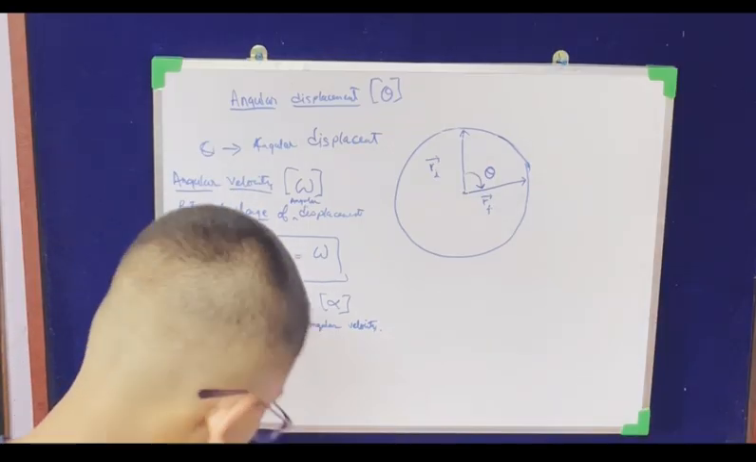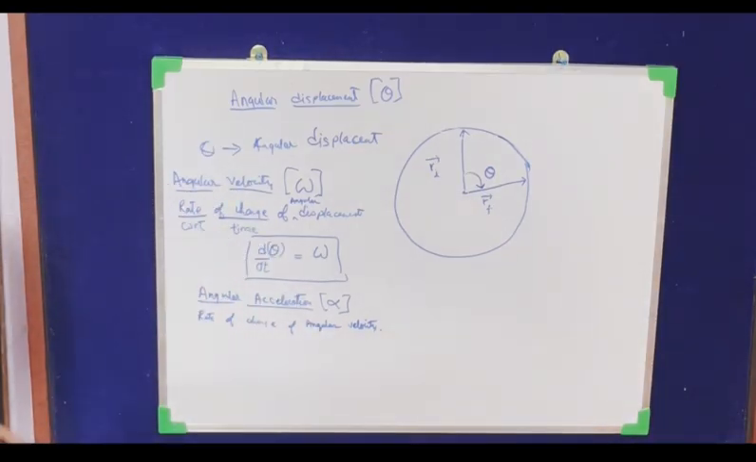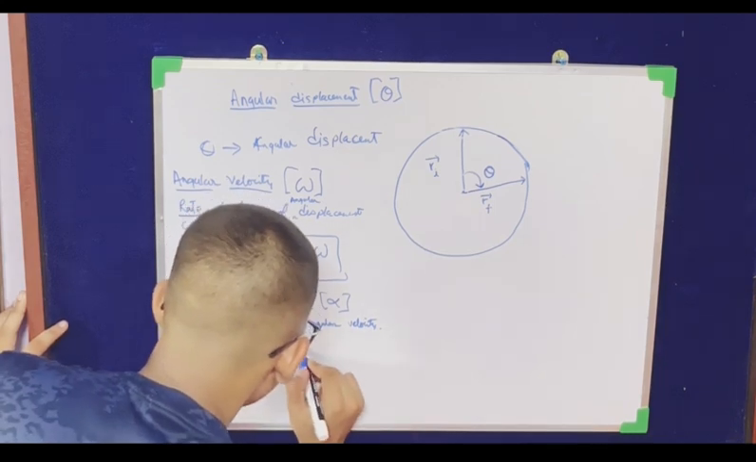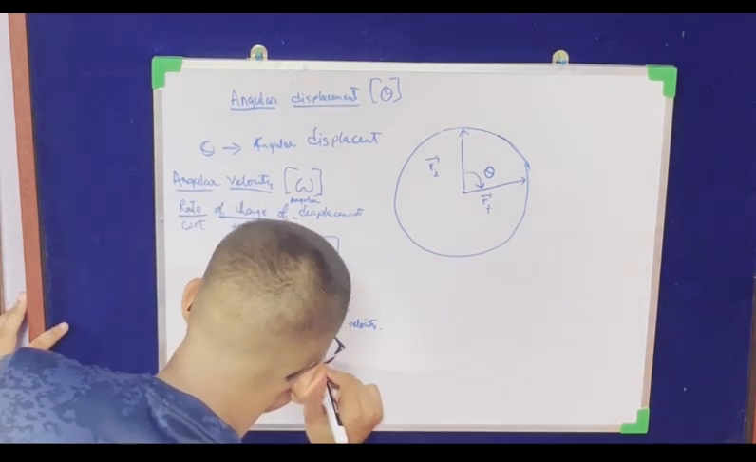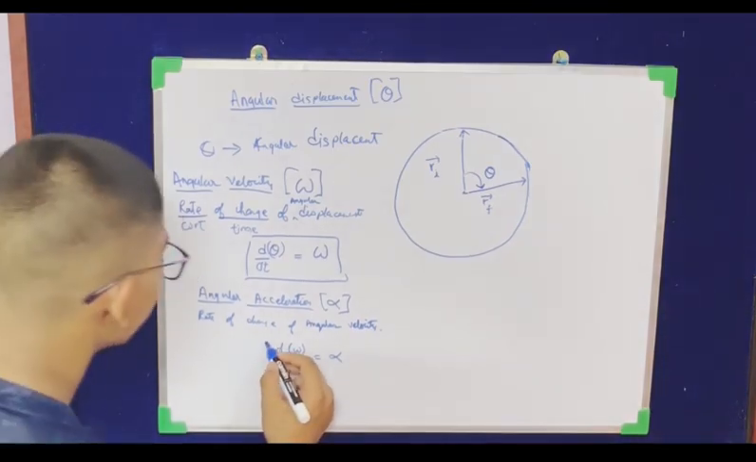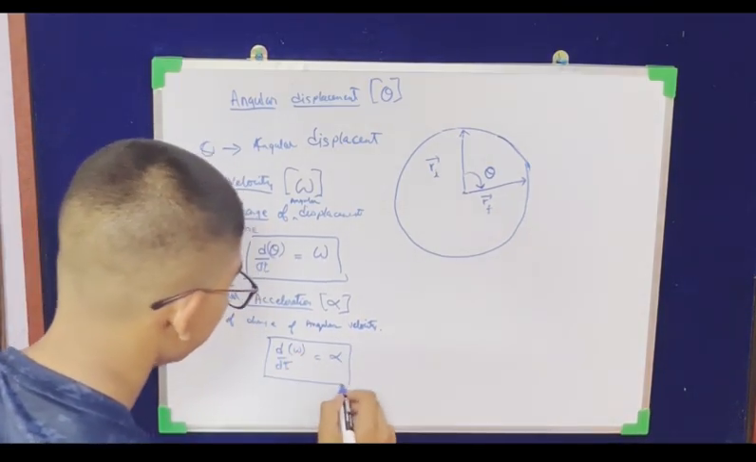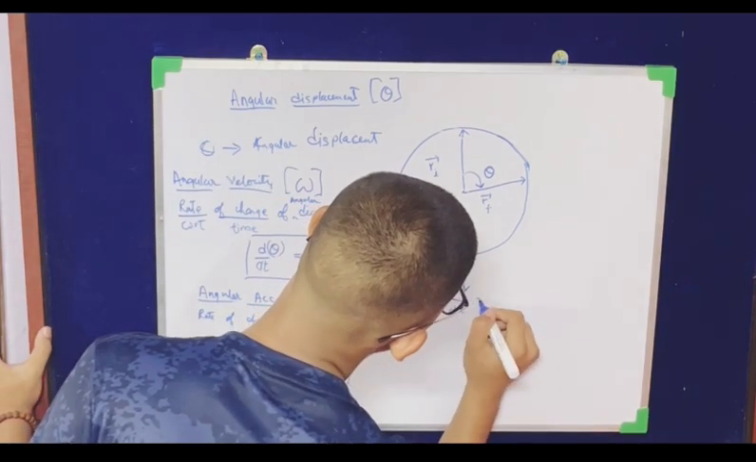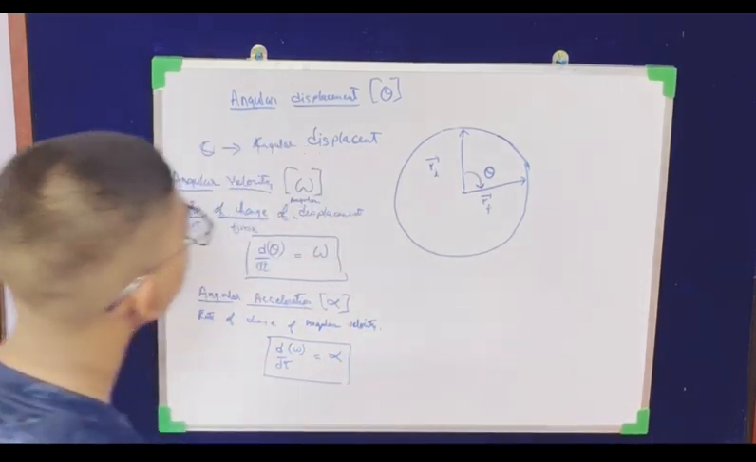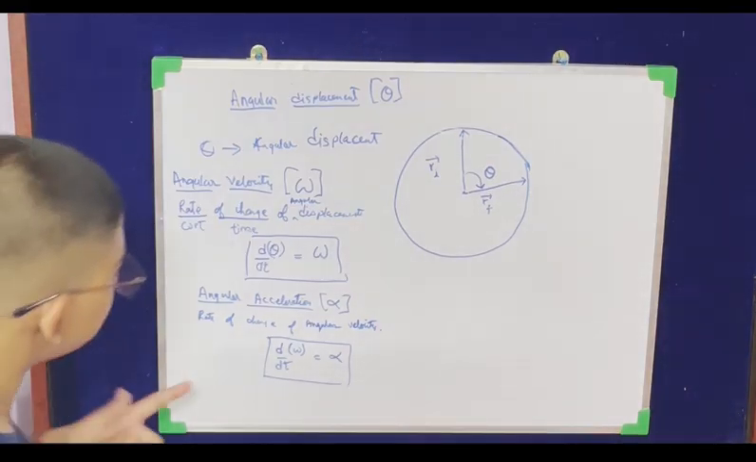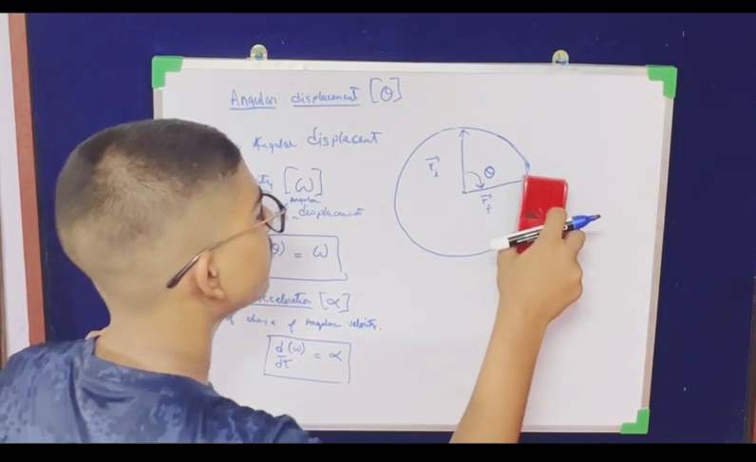It is denoted by the Greek symbol alpha. Again, we can differentiate omega with respect to time, which will give us alpha, that is, angular acceleration. As we did in kinematics, dv by dt is equal to a. Similarly, we are doing here. Okay, so now let us summarize this whole thing which we have studied here.